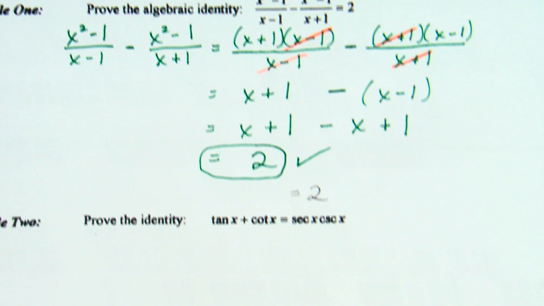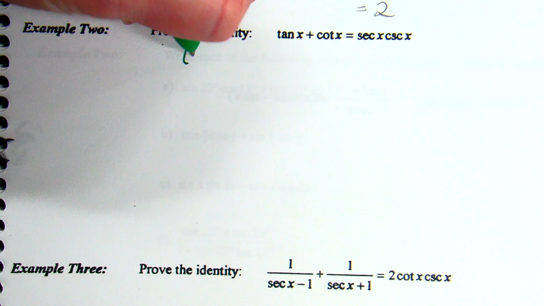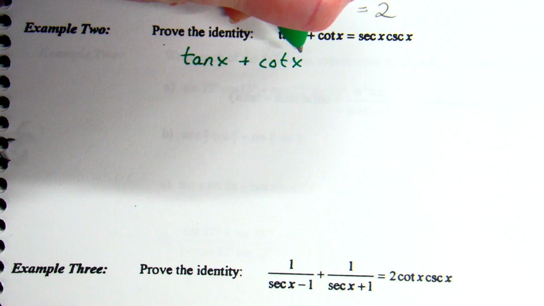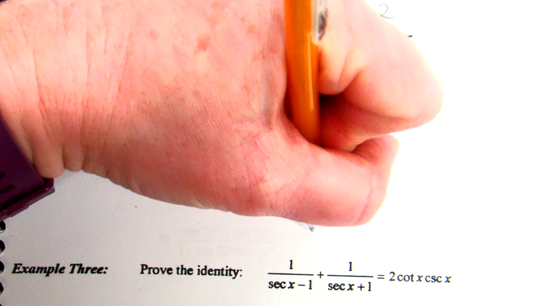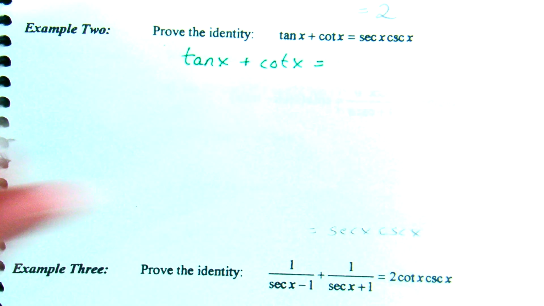So let's look at example 2. So on the left, we're going to start with tangent x plus cotangent x. And that's what we're going to finagle. Okay? There's probably a better mathematical word than finagle, but it's what we're doing, right? And what is our goal in the end?